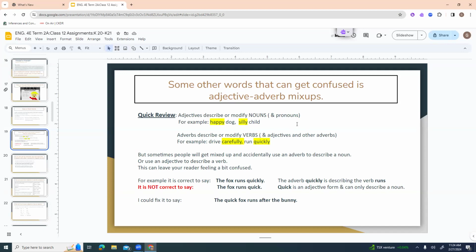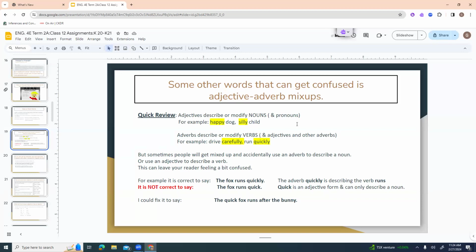For example, it's totally correct to say, the fox runs quickly. The adverb quickly is describing the verb runs. However, it is not correct to say the fox runs quick, because quick is an adjective and it can only be used to describe a noun, which it's not doing there. I could fix the sentence to say the quick fox runs after the bunny, and in that case, the adjective quick is describing fox.